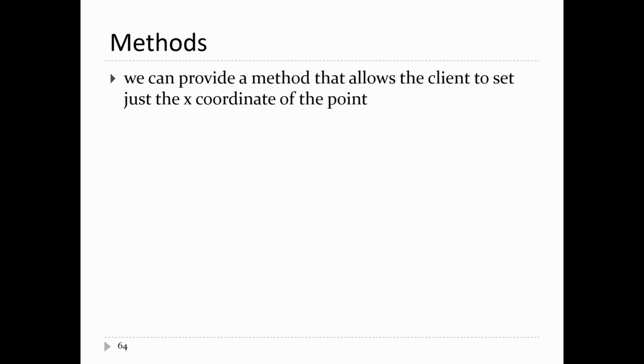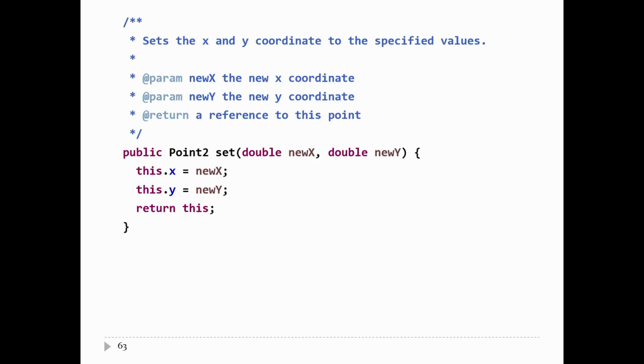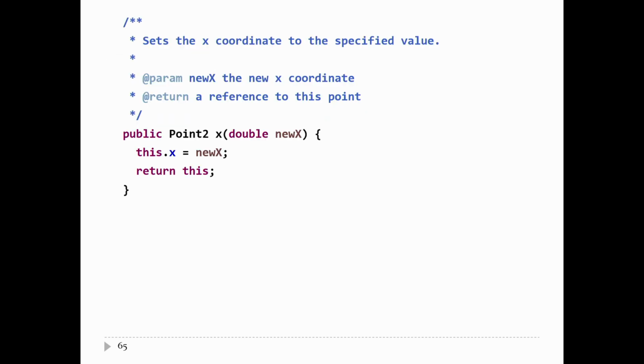Right? So we can also provide methods that let the client change just the x coordinate of the point. This one changes both x and y. There is a method that changes the x coordinate of the point, so it changes x to new x. You just write this x equals new x inside the method.